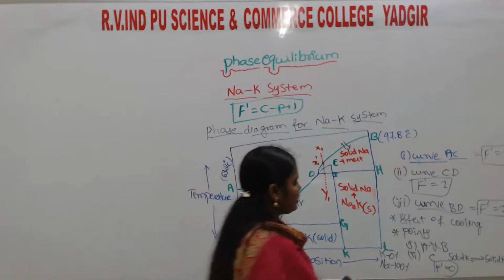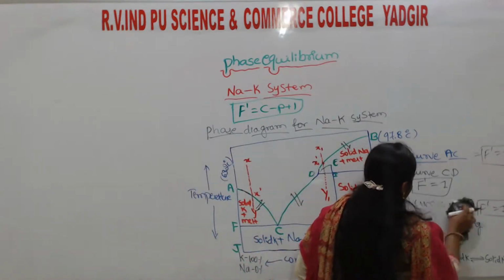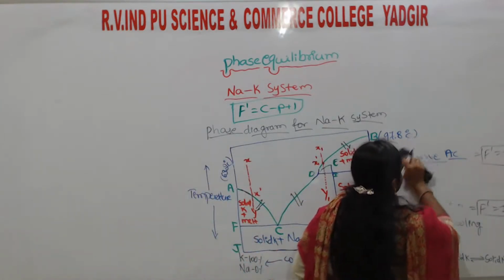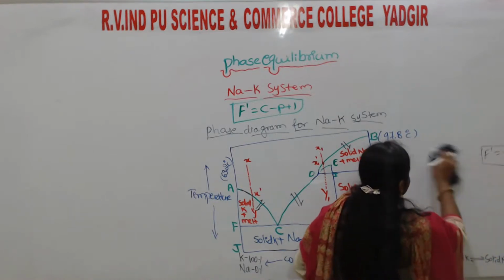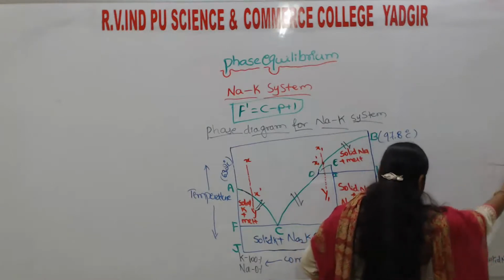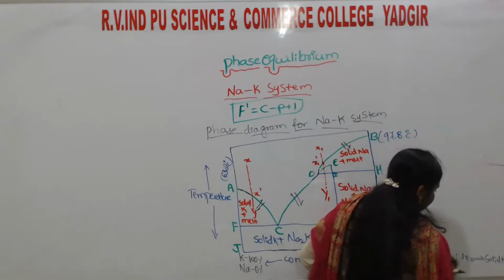Next point. Here the curve is completed, and the effect of cooling is completed. Next, points A, B are completed, and point C is completed.